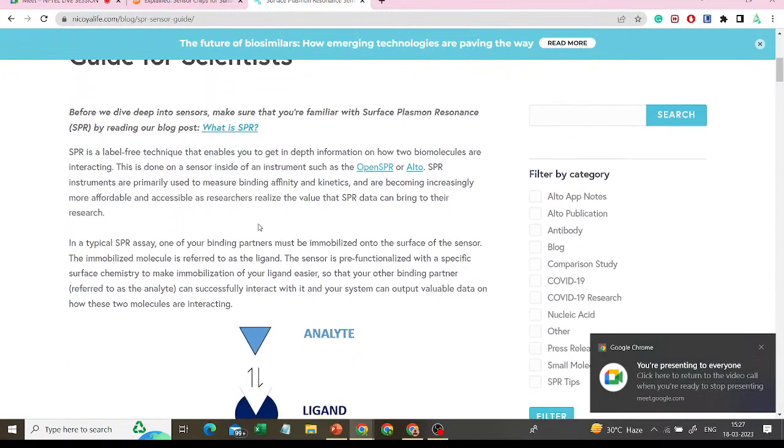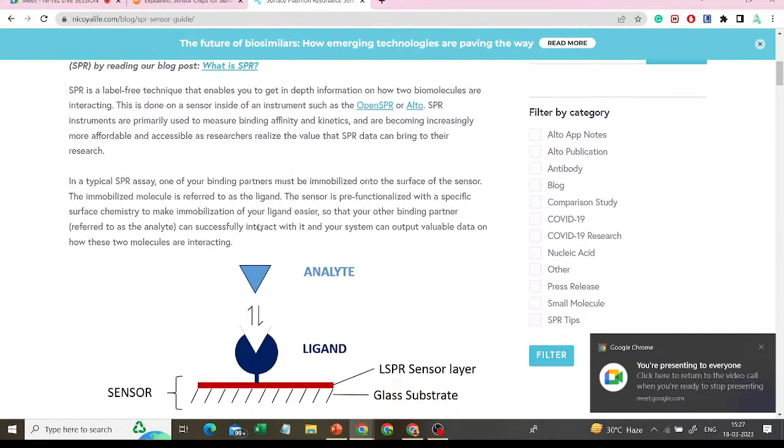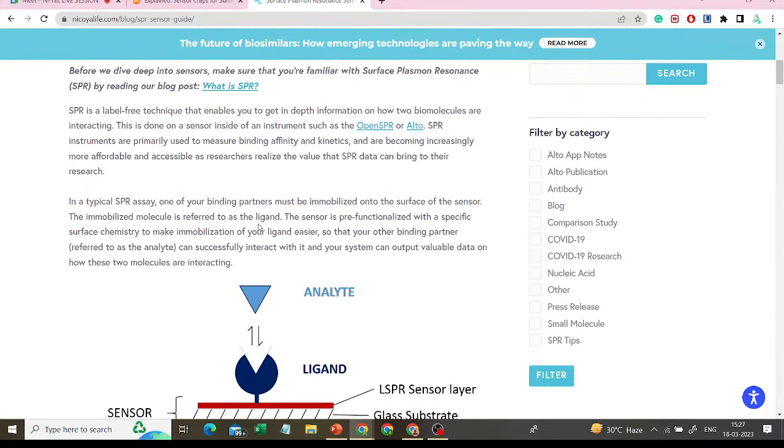So here you can see that I think you are clear with it. But I'd just like to reiterate so that you get a revision and the concepts get much clearer. It's a level 3 technique, giving in-depth information on how two biomolecules are interacting on a sensor inside of an instrument. SPR instruments are primarily used to measure binding affinity and kinetics and are becoming increasingly more affordable and accessible as researchers realize the value that SPR data can bring to their research.